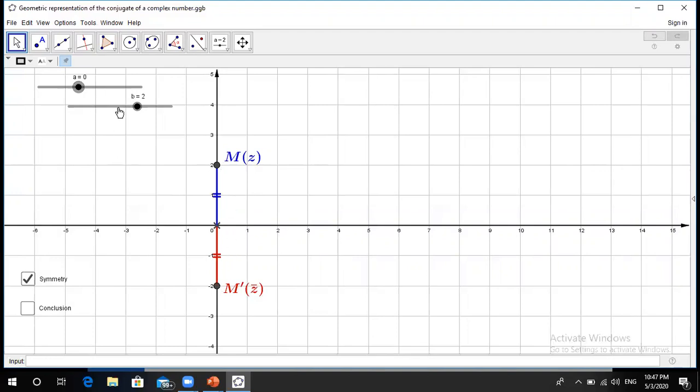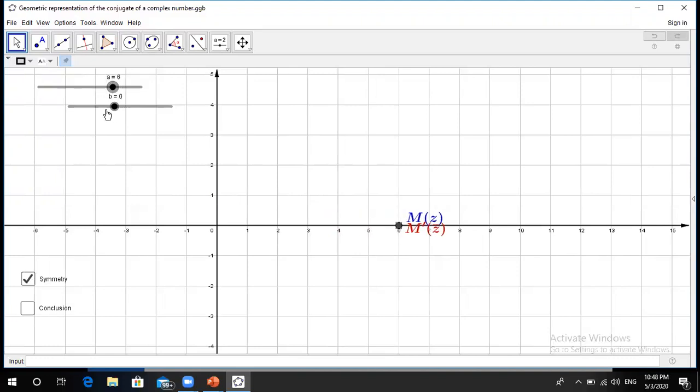the x-axis. What if the image of the complex number lies on the x-axis? What if z is 3? If z is 3 and its image is (3, 0), then z bar will also be 3. So M prime in this case will also be (3, 0), and consequently M and M prime coincide, because z and z bar are equal since z is purely real.